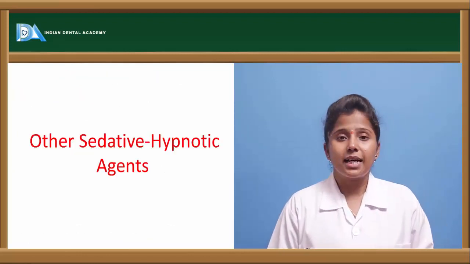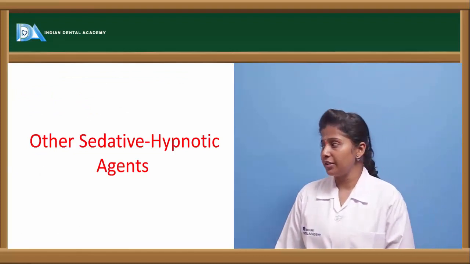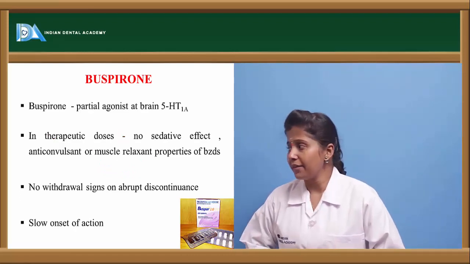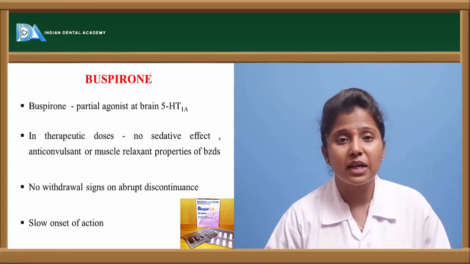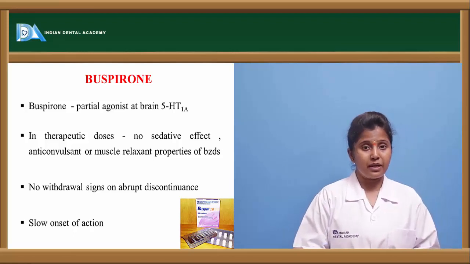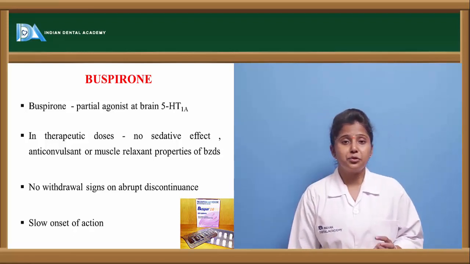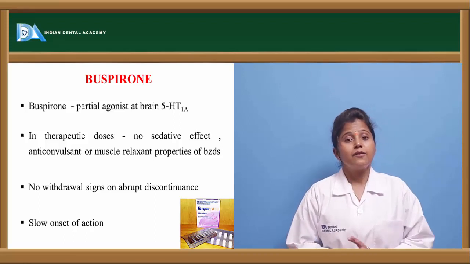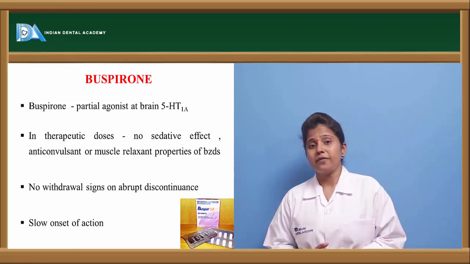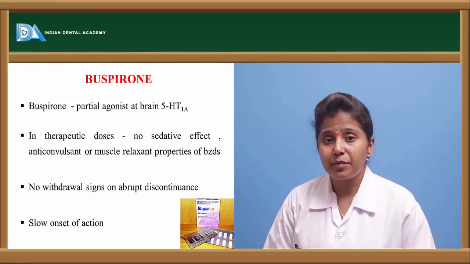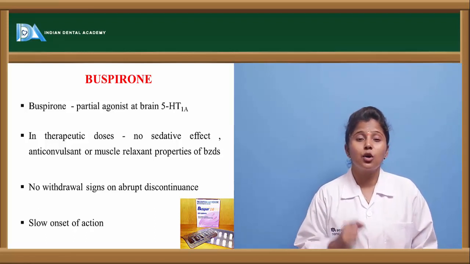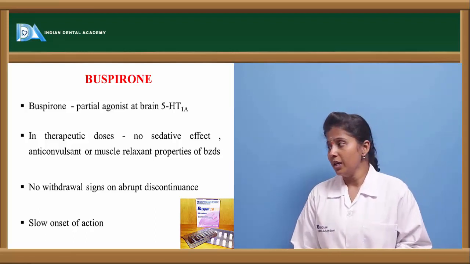There are other sedative hypnotic agents like buspirone. Buspirone is a 5-HT1A receptor agonist. These are serotonin receptors, 5-hydroxytryptamine receptors. There are 5-HT1, 2, 3, 4 and 5 receptors, and in 5-HT1 we also have 5-HT1A and 5-HT1B. Especially at 5-HT1A, buspirone is one of the partial agonists.